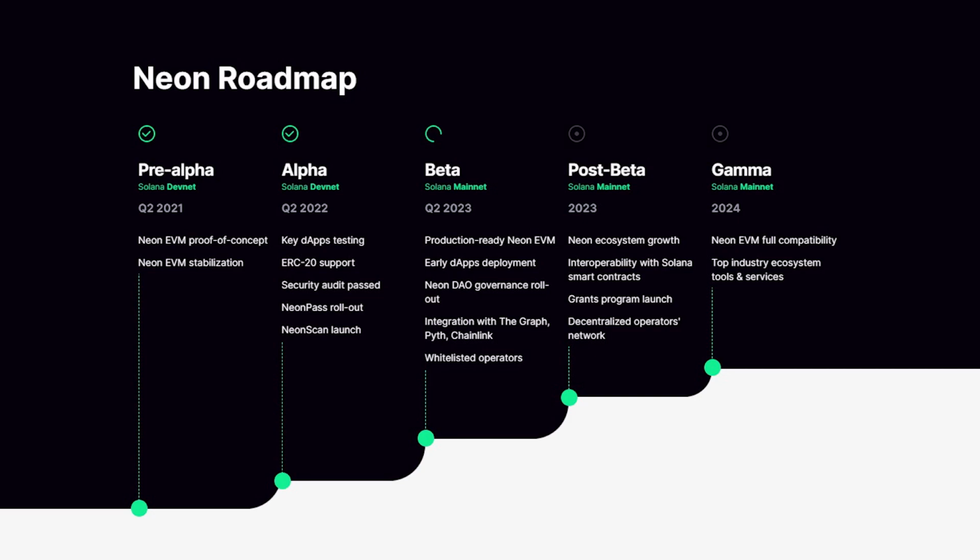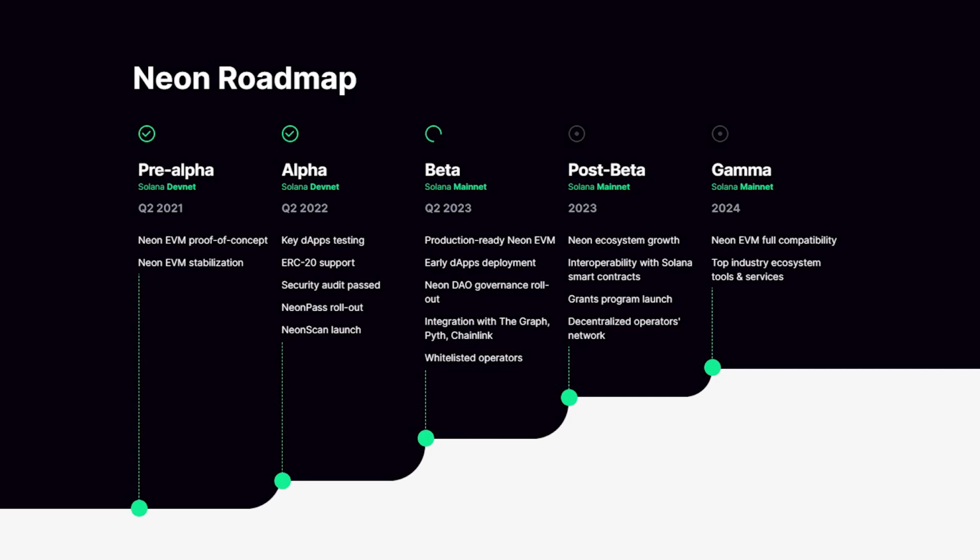Moving into the beta phase, the focus shifted to the Solana mainnet, where the Neon EVM and the overall ecosystem were prepared for production readiness. Early decentralized applications were deployed on the network, showcasing the capabilities of the Neon ecosystem and attracting user adoption. Simultaneously, Neon DAO governance was rolled out, allowing community members to actively participate in shaping the future direction of the ecosystem. Integration with industry tools and protocols like the Graph, Pyth, and Chainlink further enhanced the functionality and utility of the Neon ecosystem. Whitelisted operators were also introduced to ensure network security and stability.